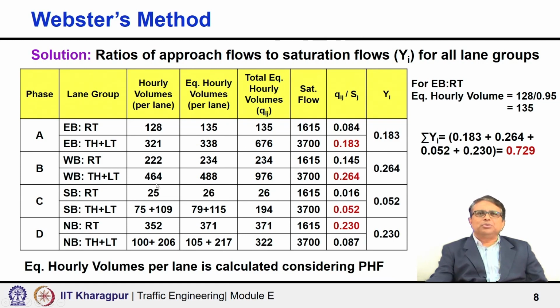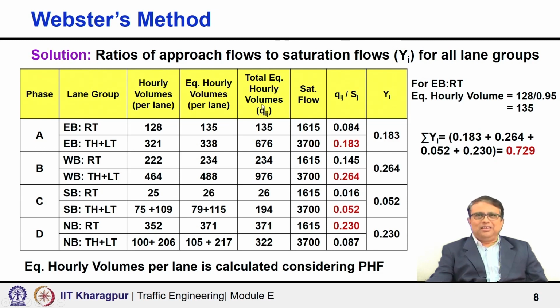Similarly, for each case we calculate the values. Again here, it is not 79 plus 115 in the true sense, but we are trying to indicate that you have one lane where the hourly volume is 75, and when you take the equivalent hourly volume considering the peak hour factor, it is 79. Similarly, for another movement it is 109 and the equivalent value is 115.